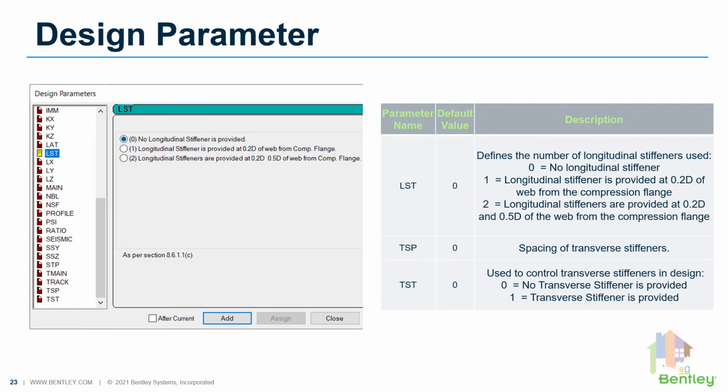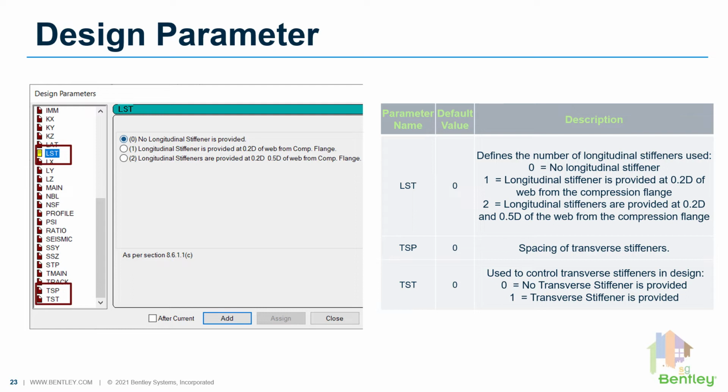There are three parameters which control shear design: the LST, TST, and TSP parameters. These three parameters are used to define whether any longitudinal or transverse stiffener is provided or not. By default, STAAD assumes no stiffener is provided, but if you want to include a stiffener, you can provide these three parameters.